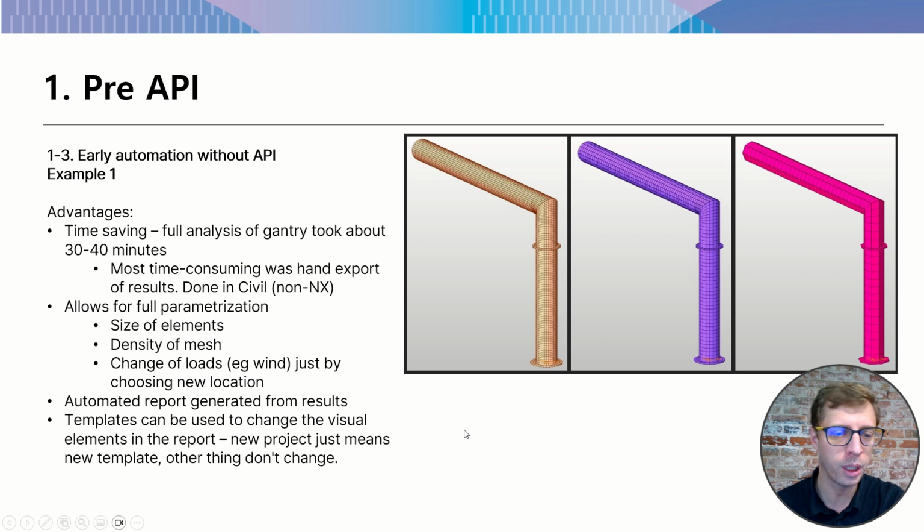And then changing loads. For example, if the gantry was in another part of the country, all that had to be changed was a parameter or two within the initial spreadsheet, and then everything would be updated. Everything was then automated from the report generation and results, and then templates could be used for a new project where we'd have the same standard design and everything would just pop out.